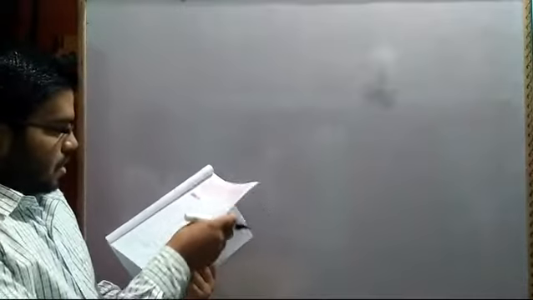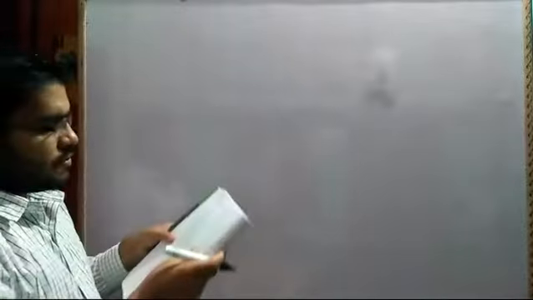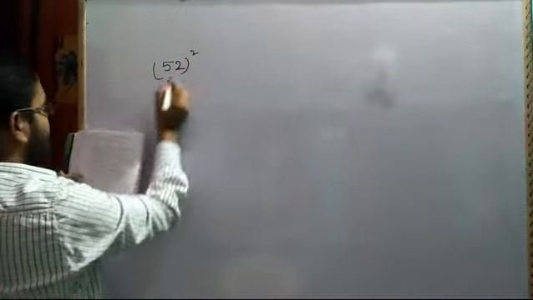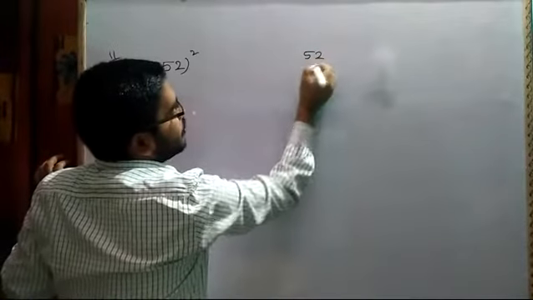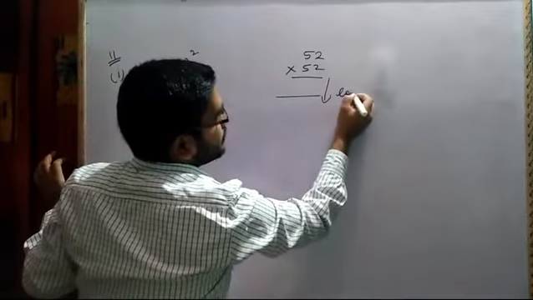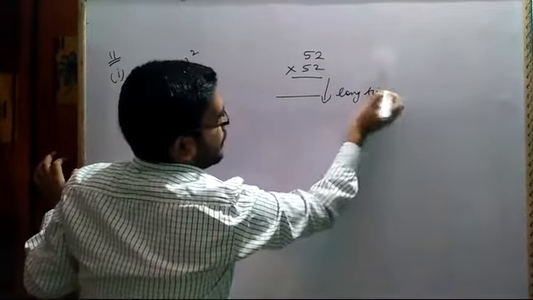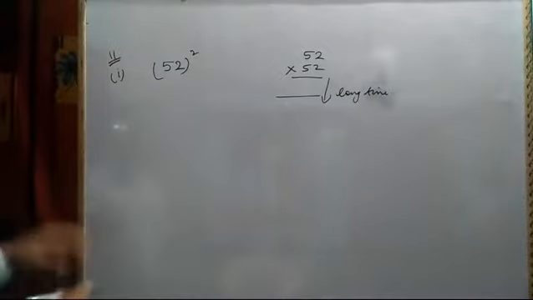Now we will move on to the next part: using algebraic methods to find the square of 52. Let's take question 11, sub part 1. If we go by our old method, 52 multiplied by 52, it will take a long time. Now we have to use algebraic identities. This method is called algebraic identities.